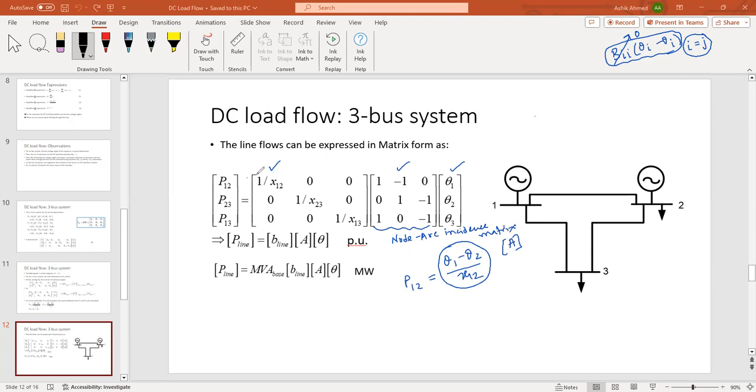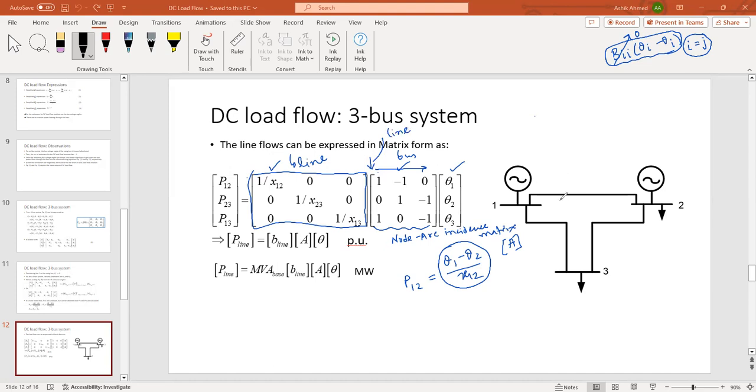This matrix over here is simply the B line, a diagonal matrix having only diagonal entries non-zero, and all the off-diagonal entries are 0. And this is the theta vector. Again, along this line we have the buses, bus number increment: bus 1, bus 2, bus 3. And along this direction, we have the line entries.